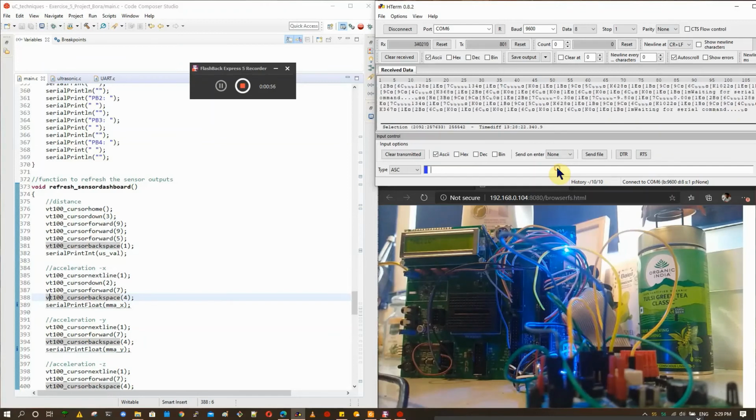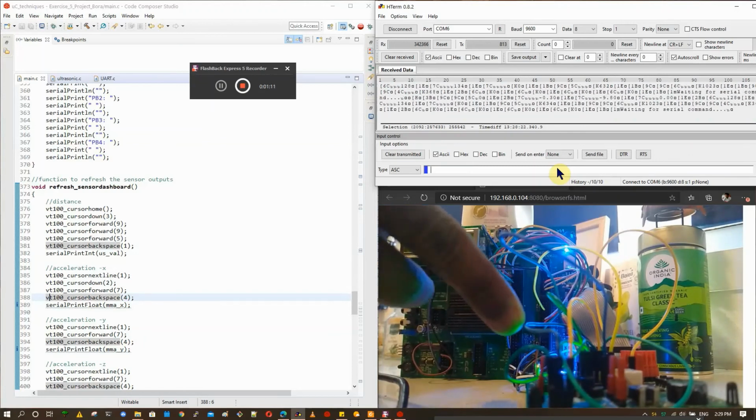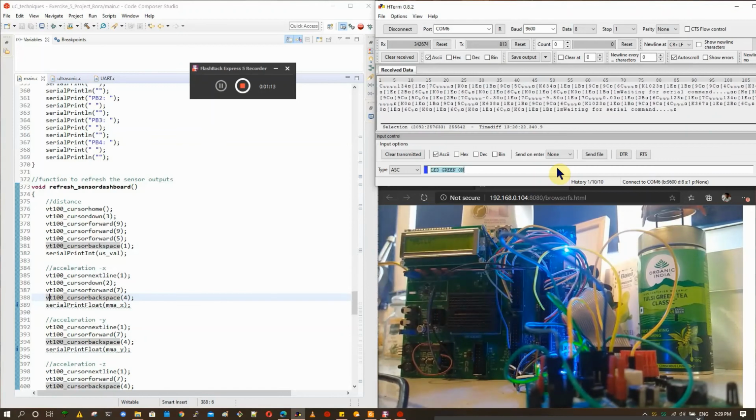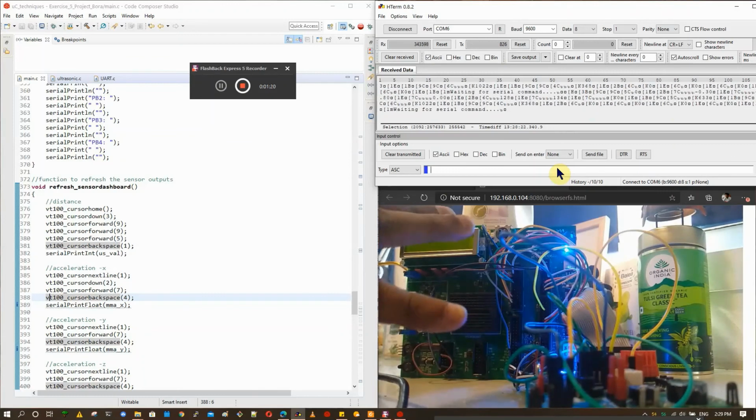So this is working. Next, we shall try to light up one of our LEDs on the board. Let's say the green LED, and we say LED green on, and you can see the green LED has switched on the controller board 1 here. And next we shall try to switch it off using a similar command, which is LED green off, and it switches off here. So that is also working.